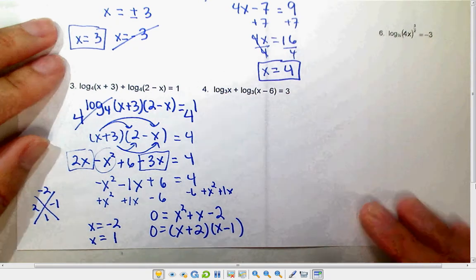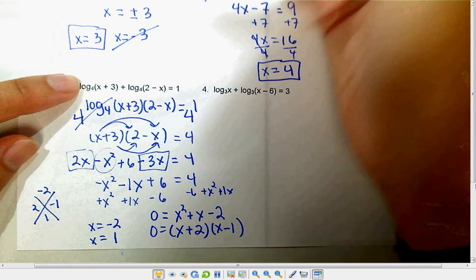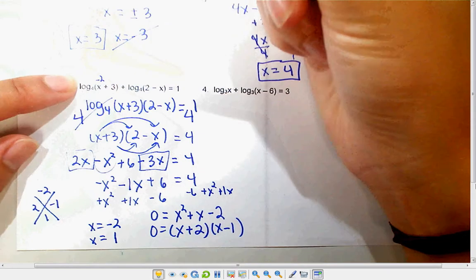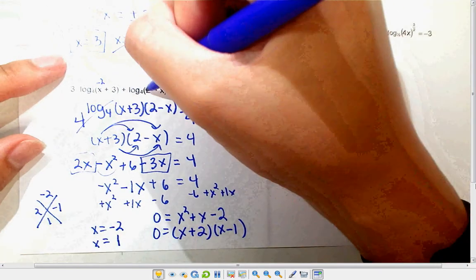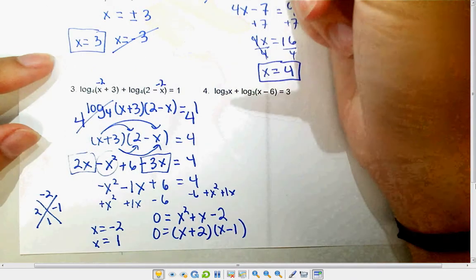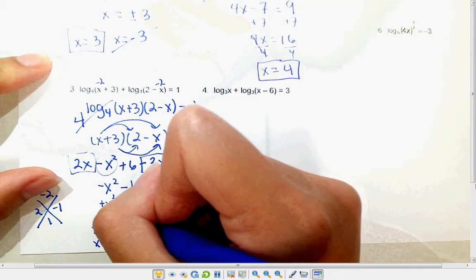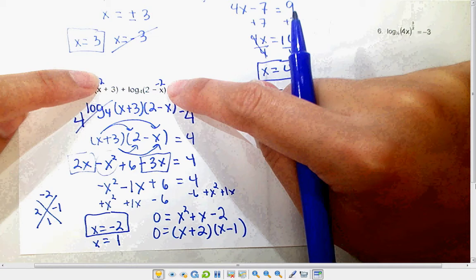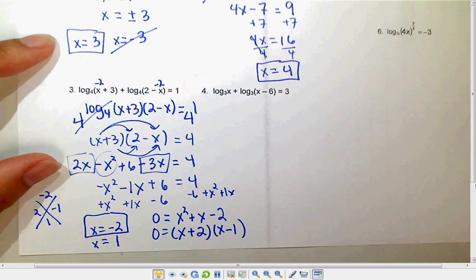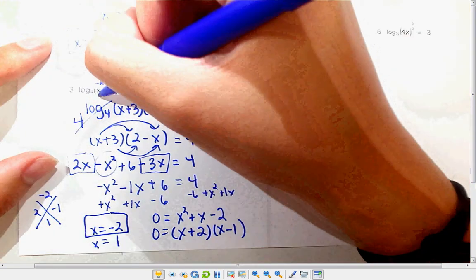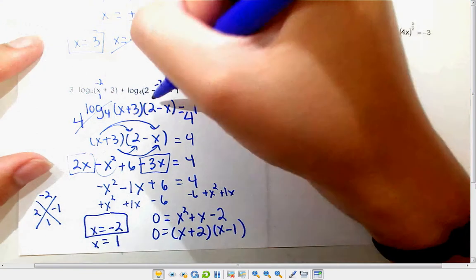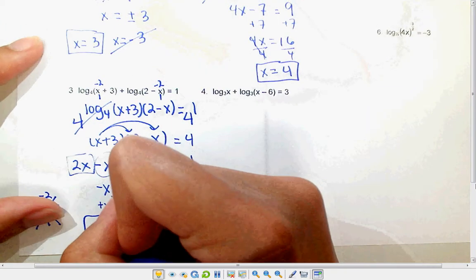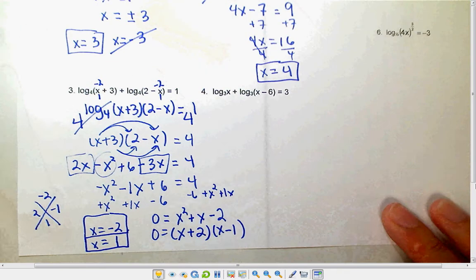Now let's check for our extraneous solution. So if my answer is negative 2, and I plug negative 2 here, negative 2 plus 3, that gives me a positive number. 2 minus negative 2 also gives me a positive number. So this is a correct answer. So even though it's negative, it's not extraneous, because when I plug it in, both of these numbers are going to be positive. When I plug in 1, so 1 plus 3, that is going to be positive. 2 minus 1, that's also going to be positive. So these two are both answers for number 3.